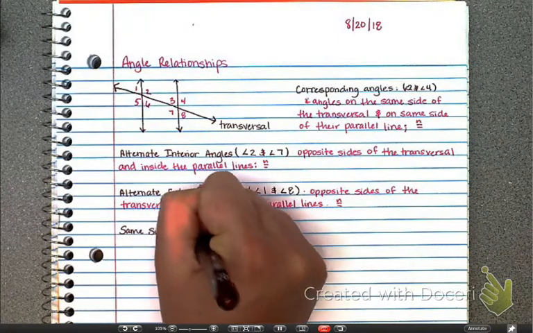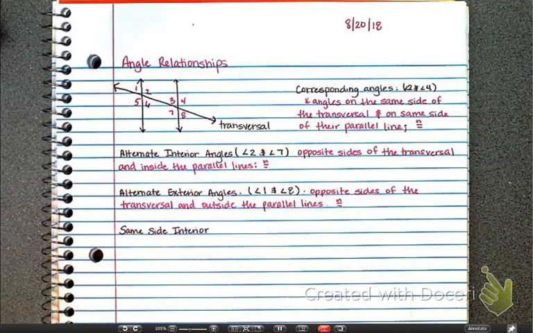Same side. Oh yeah. Do you remember same side interior angles? Isn't that linear? No. Linear is linear. I'll show you linear in a second. They may have also called it consecutive interior angles. So same side interior, consecutive interior. Which angles do you think those are?